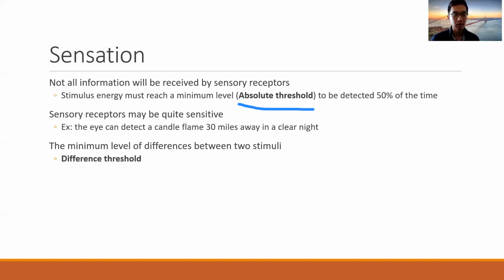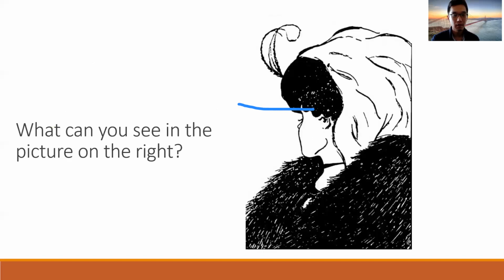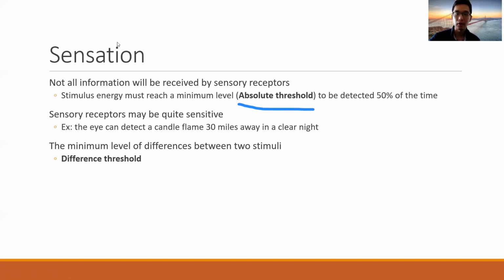So let's go to another part that is about perception. We will introduce some specific senses such as vision and audition later, but let's talk about some basic information about perception.